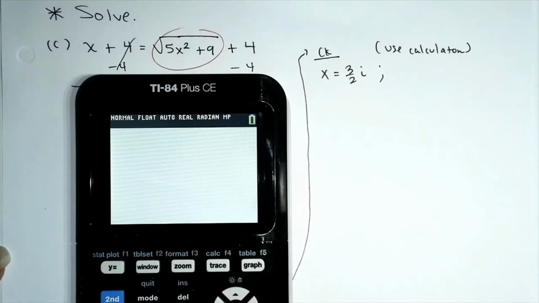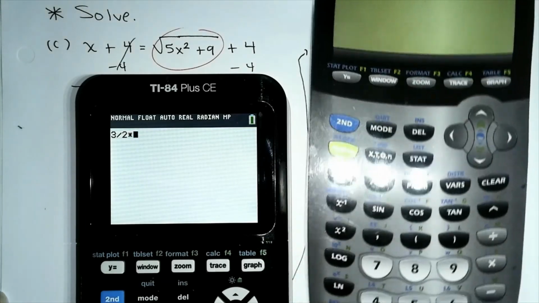Okay, so we're going to enter 3/2. Someone told me there is a fraction button, but because I don't use it, it's going to take me longer to find it. But if you know how to use it, go for it. And then I'm going to put times i.